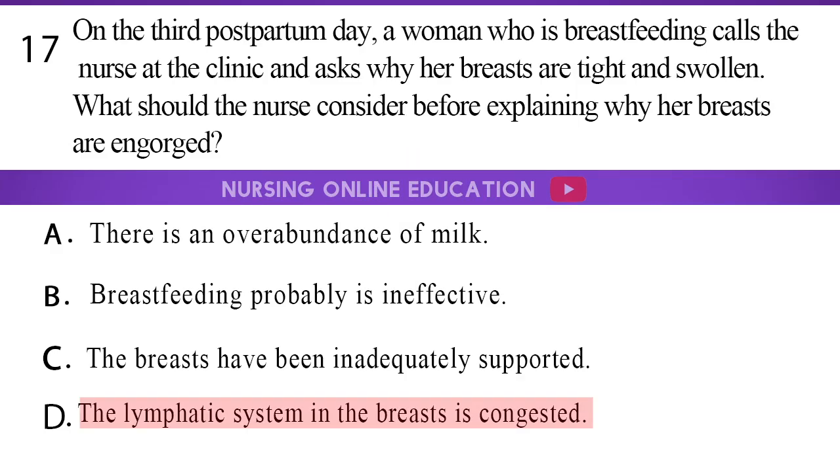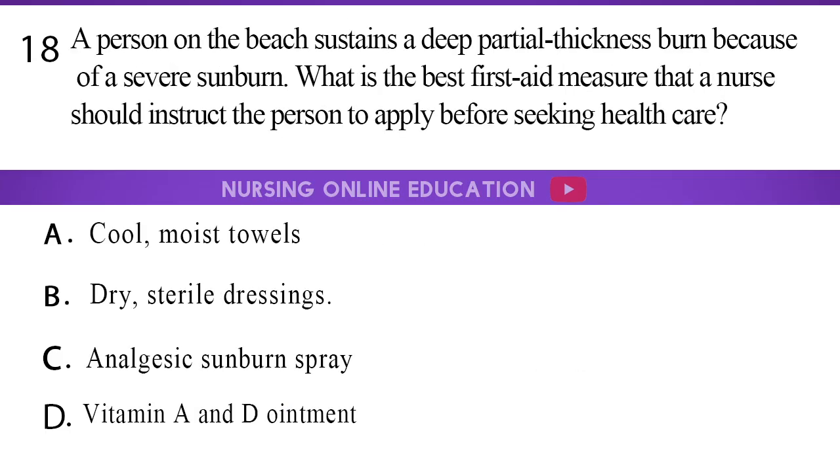The answer is option D. The lymphatic system in the breasts is congested. 18. A person on the beach sustains a deep partial thickness burn because of a severe sunburn. What is the best first aid measure that a nurse should instruct the person to apply before seeking health care?